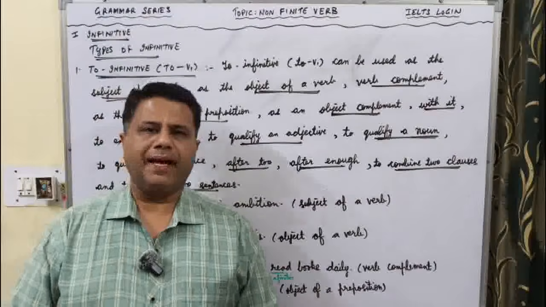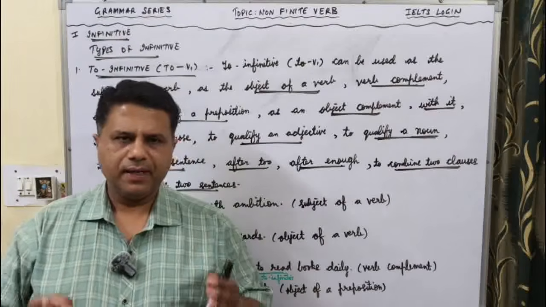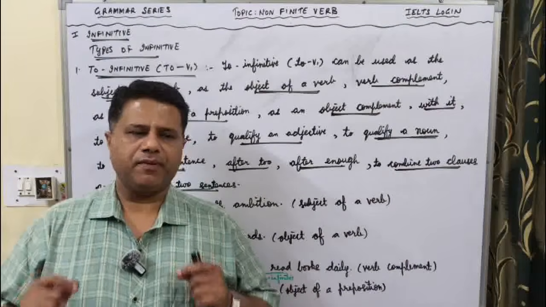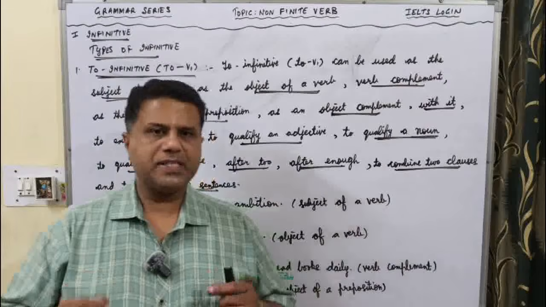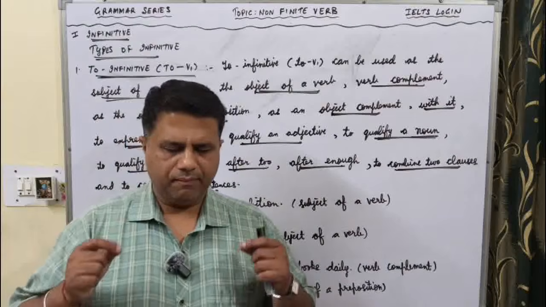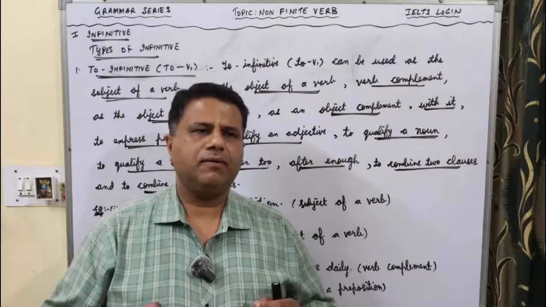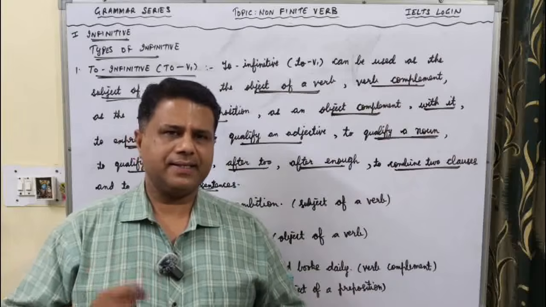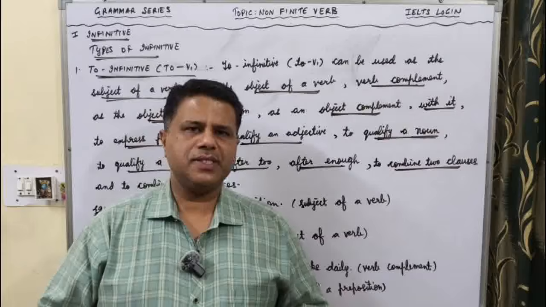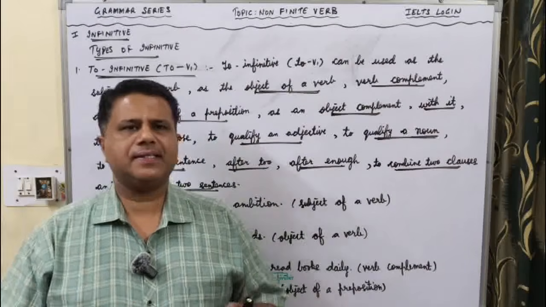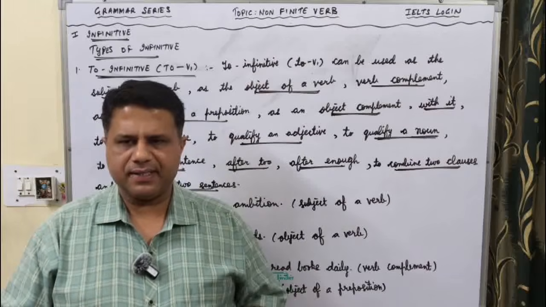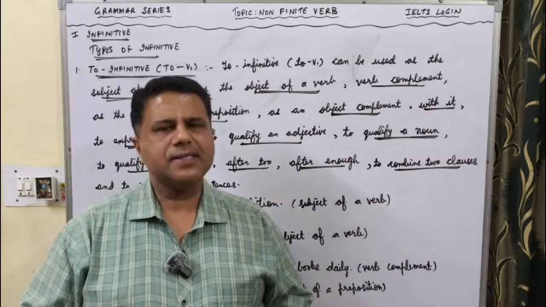Now let's put some light on types of infinitives. The first type is to infinitive. To plus first form of the verb, to infinitive. To plus base form of the verb, to infinitive. Broadly speaking, it has got 14 uses. Let's discuss all the uses one by one with examples. 14 uses with 14 examples. After this you will be able to understand what is the role of a to infinitive in a sentence, how it can be used in a sentence.